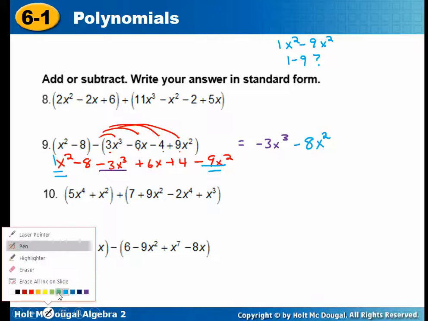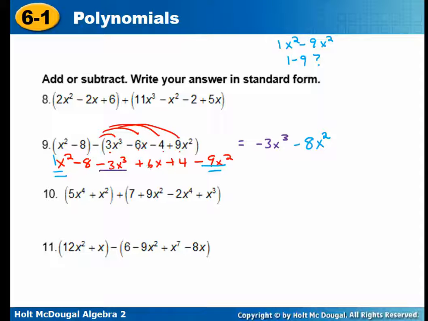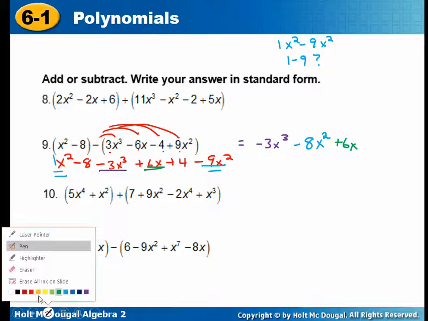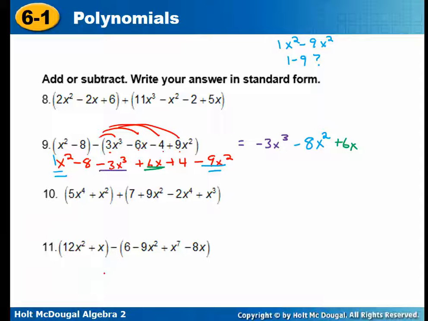And then I look for any x terms. Let's see, here's a 6x. I don't see any more x terms, so I write plus 6x. And then I look for constants. Constants don't have a variable on them.